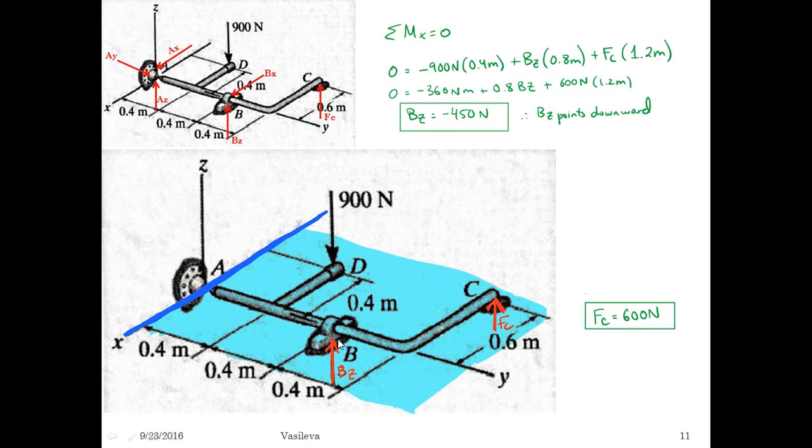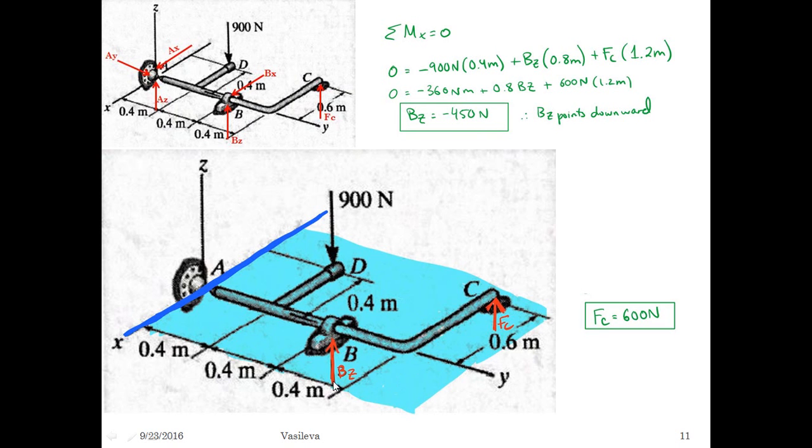And then if we look at BZ, if we have this rectangular plane and BZ pushes upward on the plane, it causes a rotation such that your thumb will end up pointing in the positive x direction. So we have plus BZ times the perpendicular distance to the x-axis, which is 0.8 meters. And then FC is also pushing upward on the plane, which will cause the same rotation as BZ, so it's also going to be positive. FC times the perpendicular distance, which is 1.2 meters. So we end up with, after solving for everything, BZ equals negative 450 newtons.